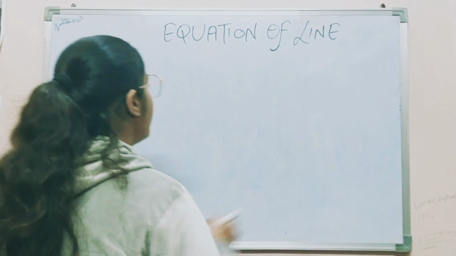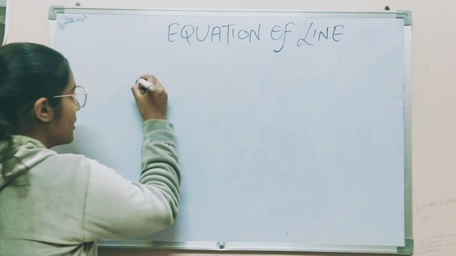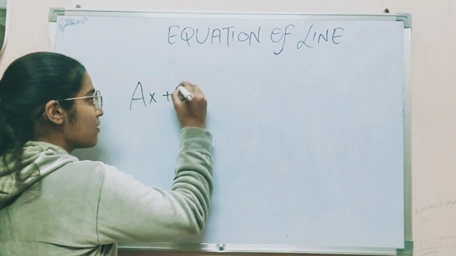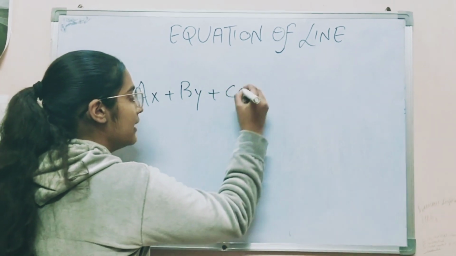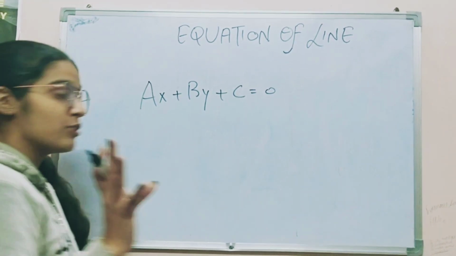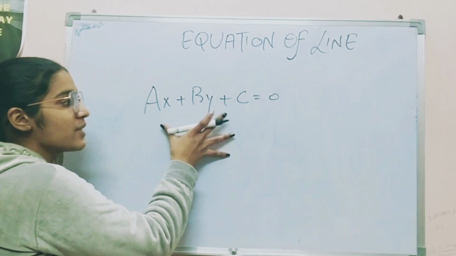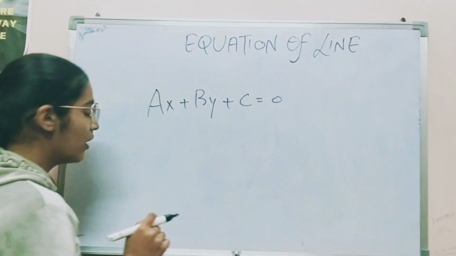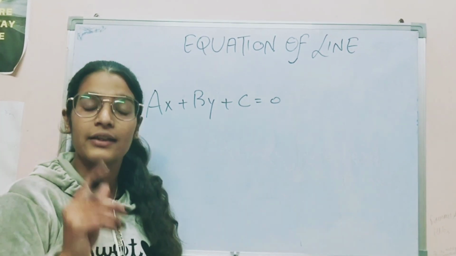How we write equation of a line. So, it is in this form: ax plus by plus c equals to 0. So, equation of a line is in this form: ax plus by plus c equals to 0. Now, let me tell you how we find slope of a line.